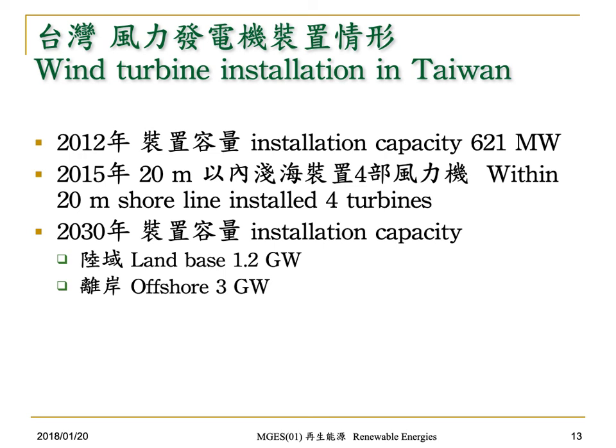And hopefully by year 2030 or 2025, we hope the installation will reach land-based 1.2 gigawatt and offshore 3 gigawatt. So far, we are almost close to 1 gigawatt already. So that goal may be able to be reached by year 2025 or 2030. But the solar power may not be able to reach its goal, I think.